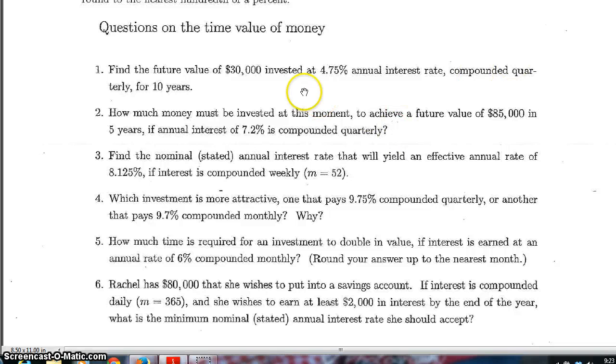How much money must be invested at this moment to achieve a future value of $85,000 in 5 years if annual interest of 7.2% is compounded quarterly? So this is the same formula, just going the other direction. Instead of being given the present value and getting the future value, you're given the future value and you have to find the present value. Let's look at how we would do that.